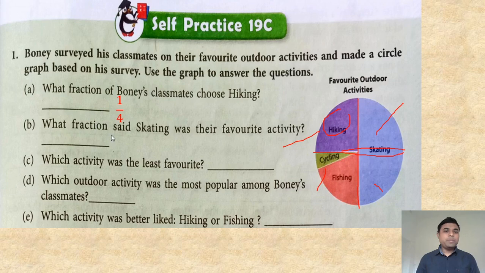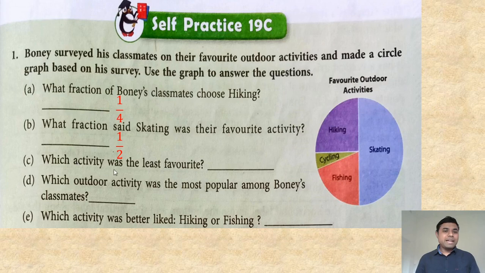Next, B. What fraction said skating was their favorite activity? So what fraction? Skating, you can see here. If we divide the circle into two equal parts, the half part here is for skating. So 1/2 part. Half of the students, half of the area of the circle. Then this is half part.